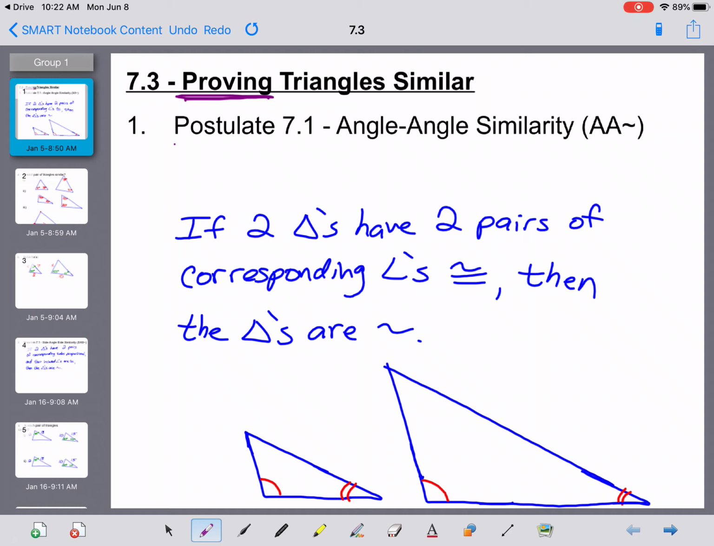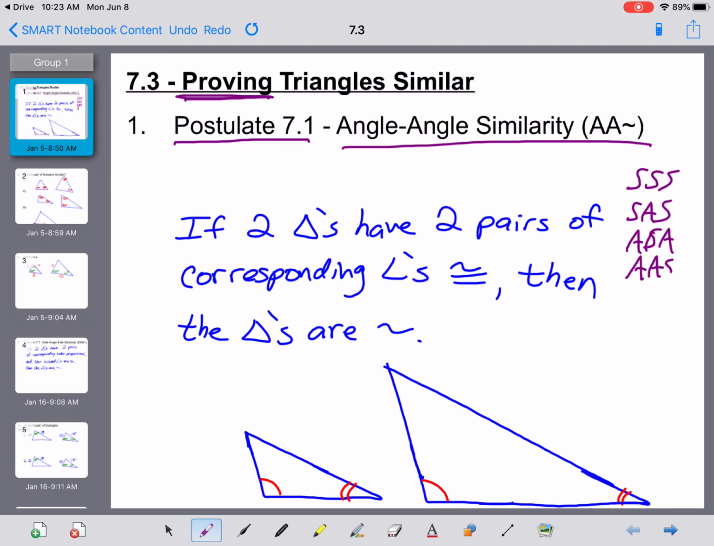Our first postulate in this chapter here is postulate 7.1, and it's called the angle-angle similarity postulate. Let me just take a second and talk real quickly about chapter 4, where we learned four ways to prove triangles were congruent. There was side, side, side. There was side, angle, side. There was angle, side, angle, and then angle, angle, side. So those were the four ways we learned in chapter 4 to prove that two triangles were congruent.